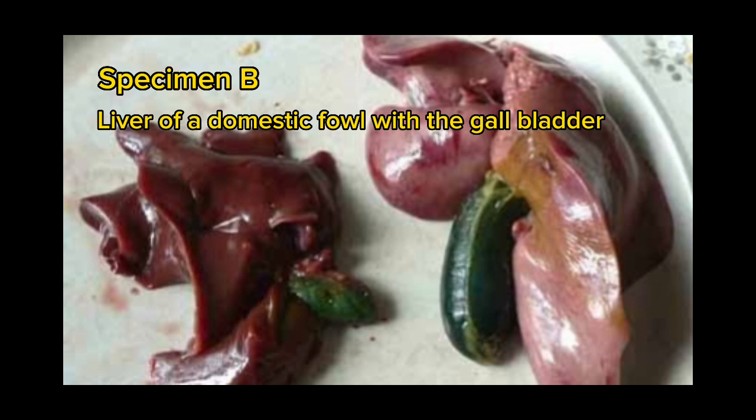That green content inside that sac-like membrane is what we call the bile. The bile is inside the gallbladder. Then the reddish brown part is the liver. So this is Specimen B.